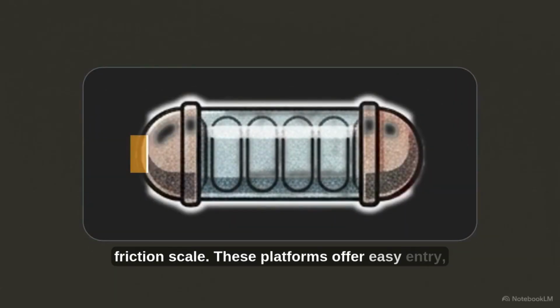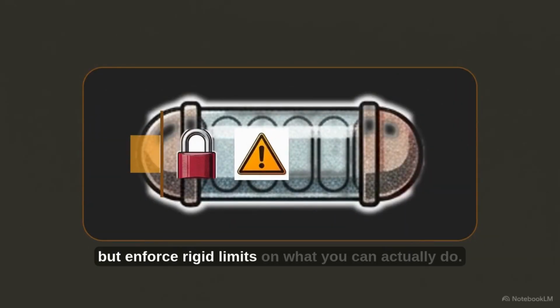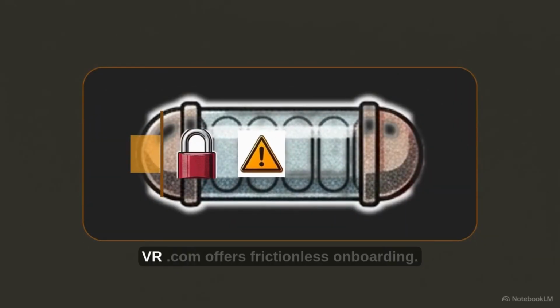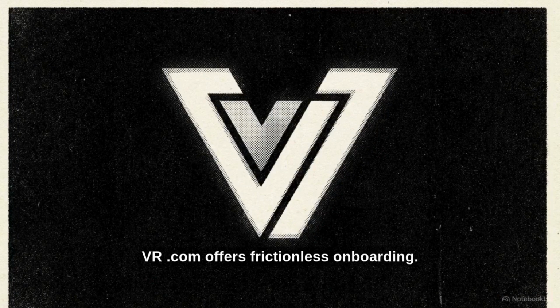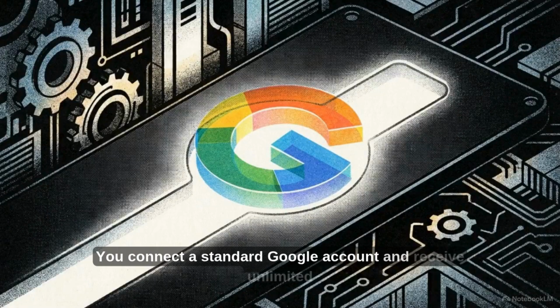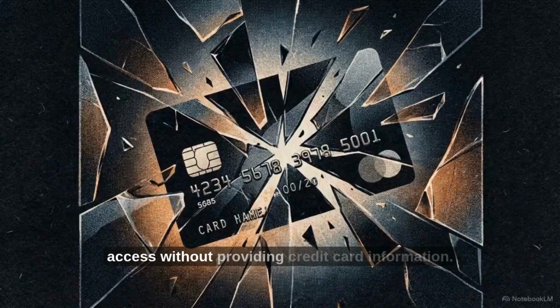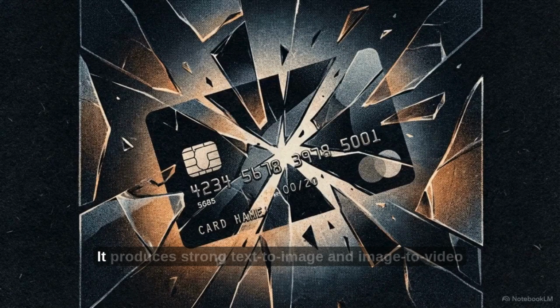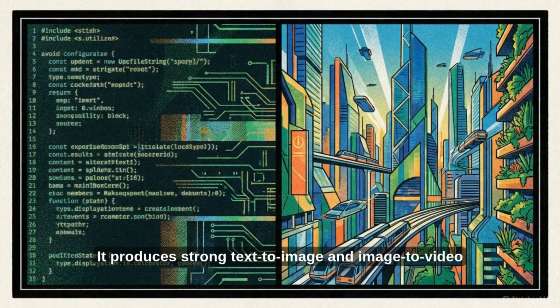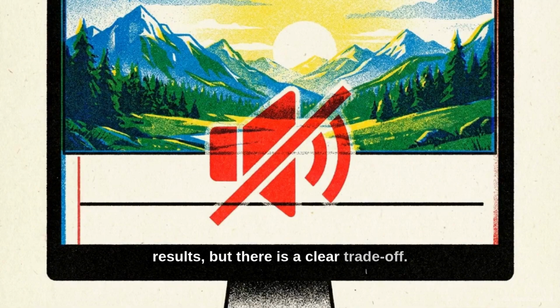These platforms offer easy entry, but enforce rigid limits on what you can actually do. Ver.com offers frictionless onboarding. You connect a standard Google account and receive unlimited access without providing credit card information. It produces strong text-to-image and image-to-video results, but there is a clear trade-off. It lacks native audio generation. Your videos render in total silence.